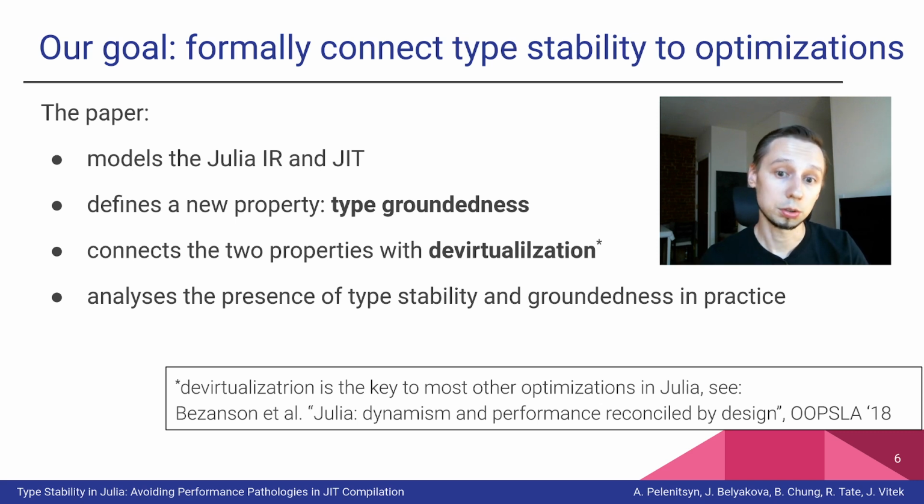We connect the two notions, stability and groundedness, to devirtualization, the key optimization in Julia, as we learned from the previous work. Devirtualization is important because first it removes dynamically dispatched calls that are all over the place in the Julia's non-optimized semantics, and second, it unlocks other optimizations like unboxing and inlining. Lastly, we submit the corpus analysis detecting how much type stability and groundedness is in real Julia packages.